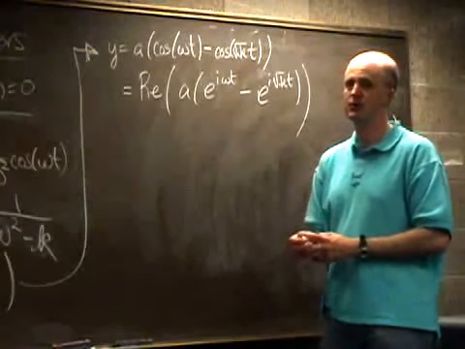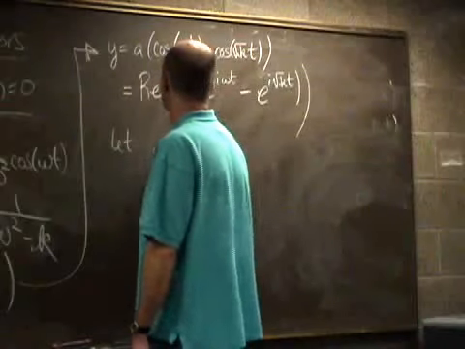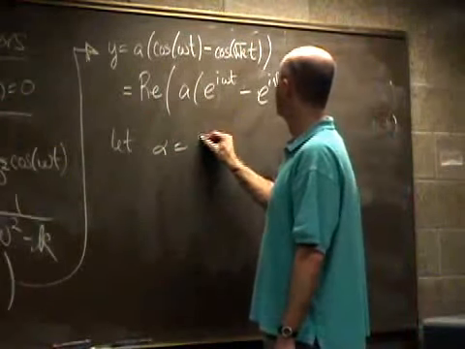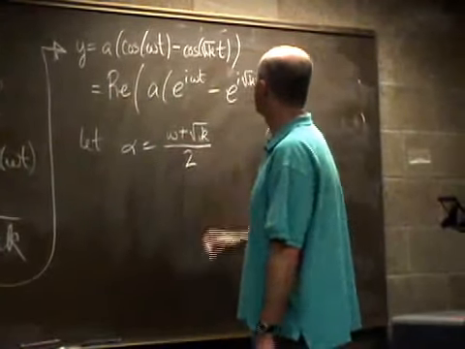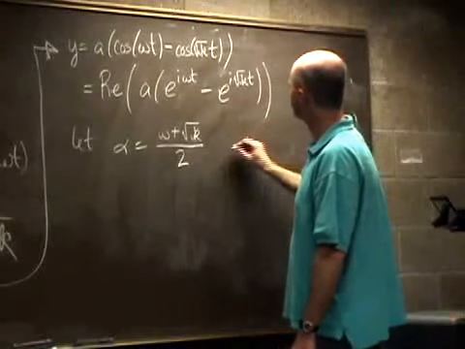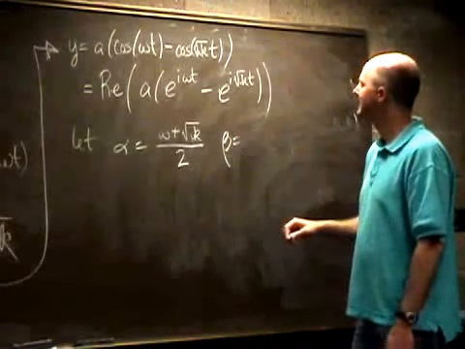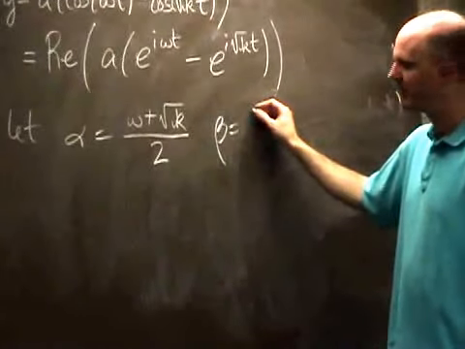Now I'm going to do something kind of strange. I'm going to introduce two new parameters. Alpha is going to be the average of omega and the square root of k. And beta is going to be essentially half the distance between them.